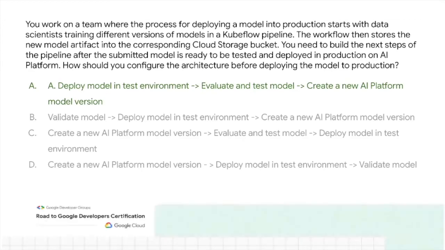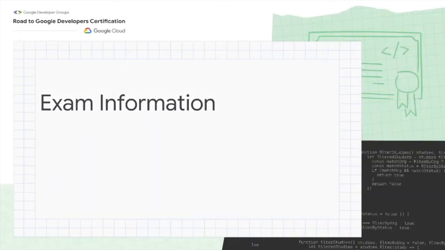A is correct because the model can be validated after it is deployed to the test environment, and the release version is established before the model is deployed in production. B is not correct because the model cannot be validated before being deployed to the test environment. C is not correct also because the model is being set up for the release candidate before the model is validated. Moreover, the model cannot be validated after being deployed to the test environment. D is not correct because the model version is being set up for the release candidate before the model is validated. So that was it.